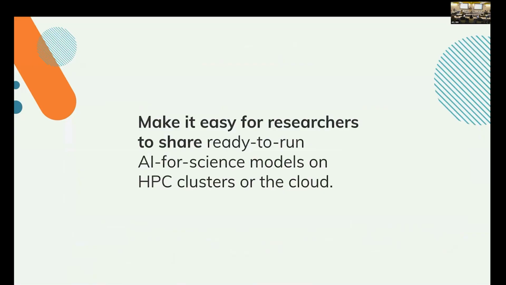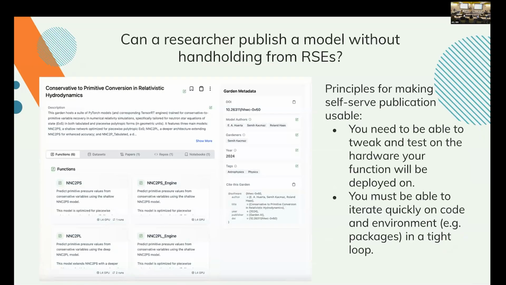What does it mean to make it easier to share? This is worth a whole other talk, but the gold standard we ask ourselves for someone using our product is: can a researcher publish a model without handholding from research software engineers? We have this working on the cloud. We are getting this working on HPC. The secret sauce we have found is that users need to be able to tweak and test their model and their execution code on the hardware it's going to be deployed on.